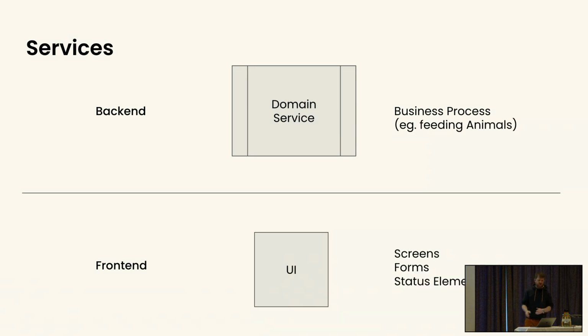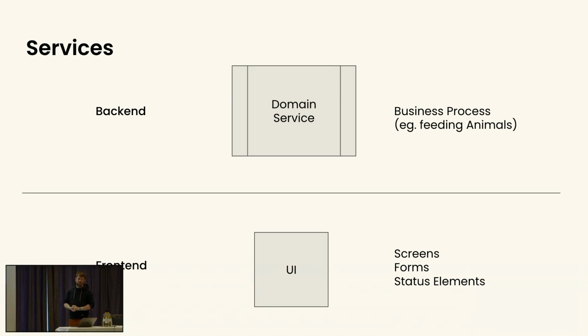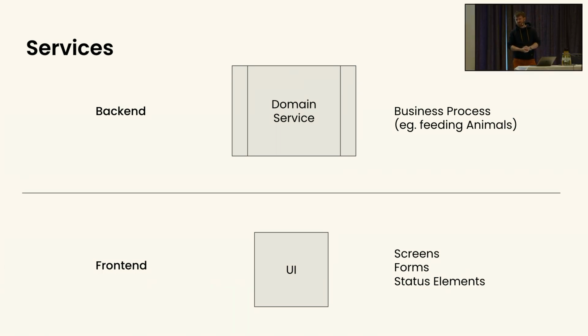So in the front end, the equivalent to that is that we have a UI for that. We have screens where we can kick off a process. We have forms where we enter the information. These can appear on screens or maybe are embedded in other screens. And then we have status elements that tell the users of our product how far the process is, what the next steps are, etc.